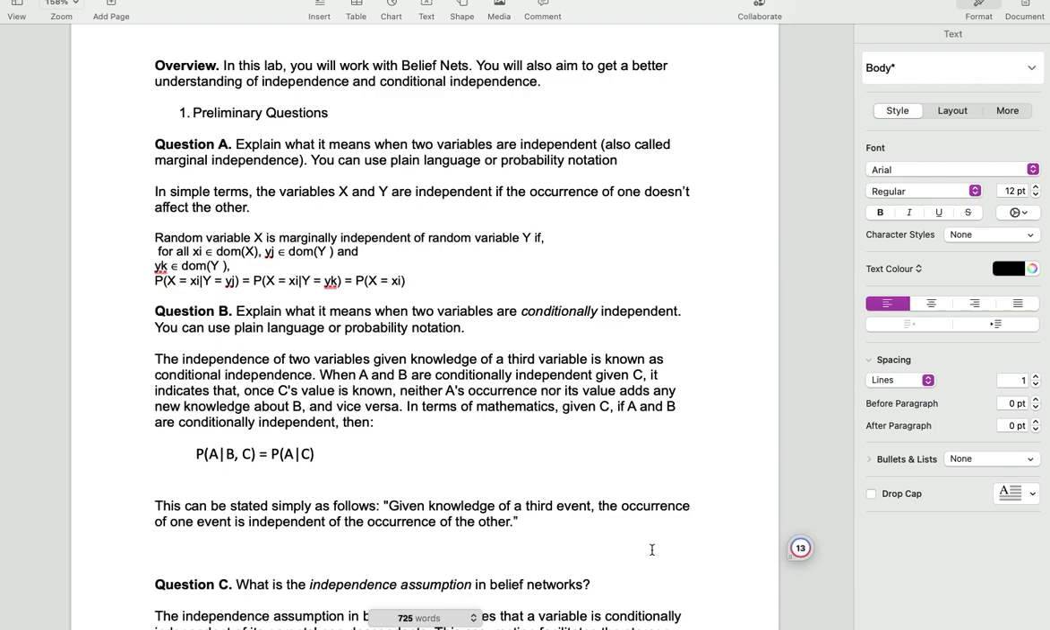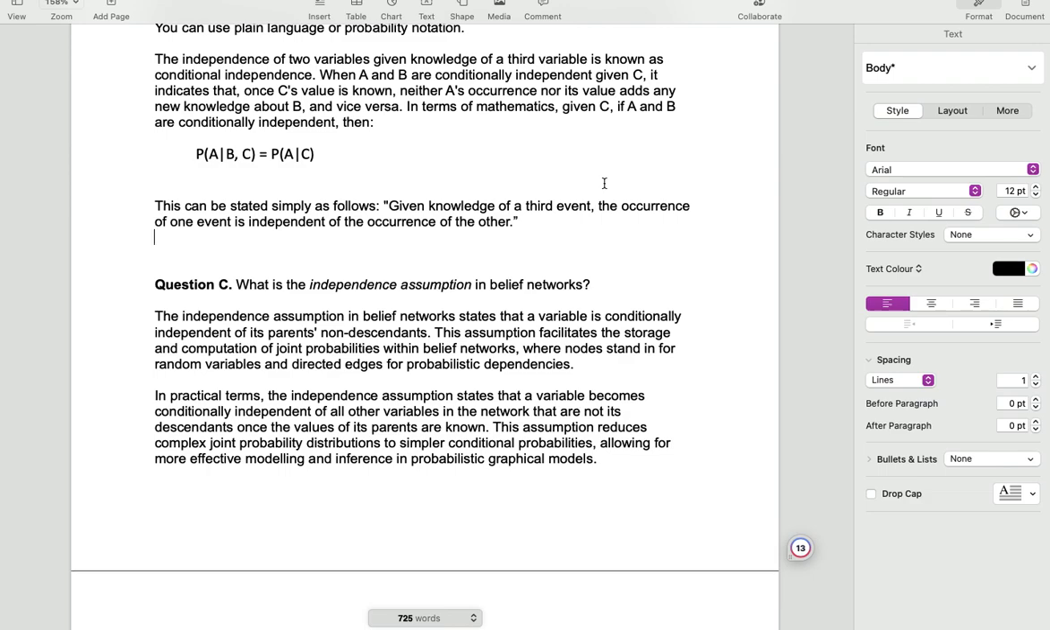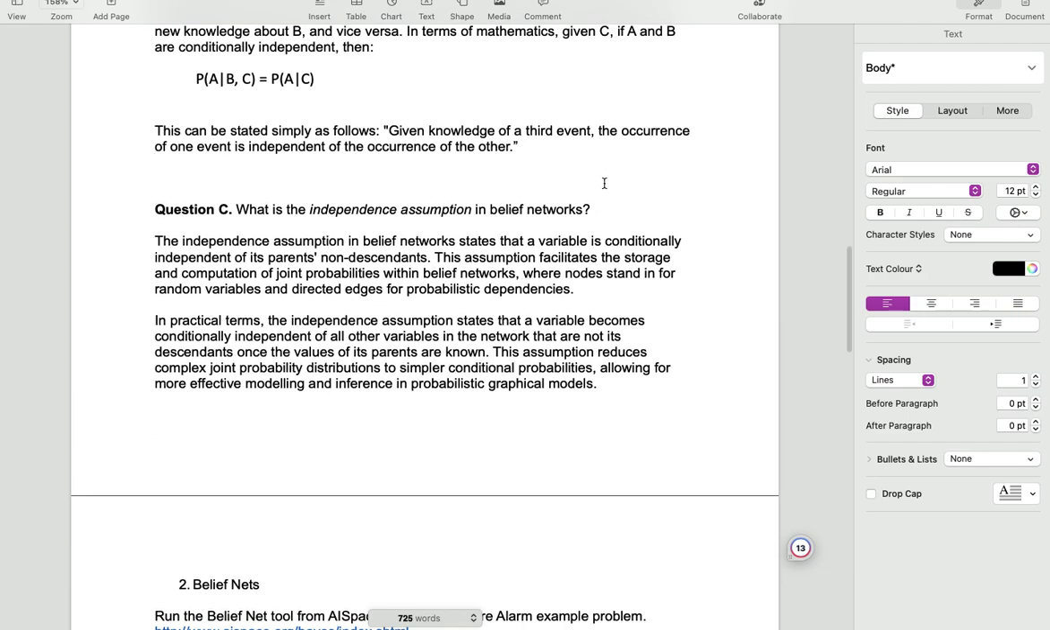Now, what is the meaning of conditional independence? So conditional independence involves three variables, x, y, and z, or a, b, and c. It is basically that, given knowledge of a third variable, the two variables do not affect each other. When a and b are conditionally independent given c, it indicates that once c's value is known, neither a's occurrence nor its value adds any new knowledge to b and vice versa. In terms of mathematics, this is how we write it: the probability of a given b and c, the probability of a and c are mutually exclusive. So they don't affect each other.